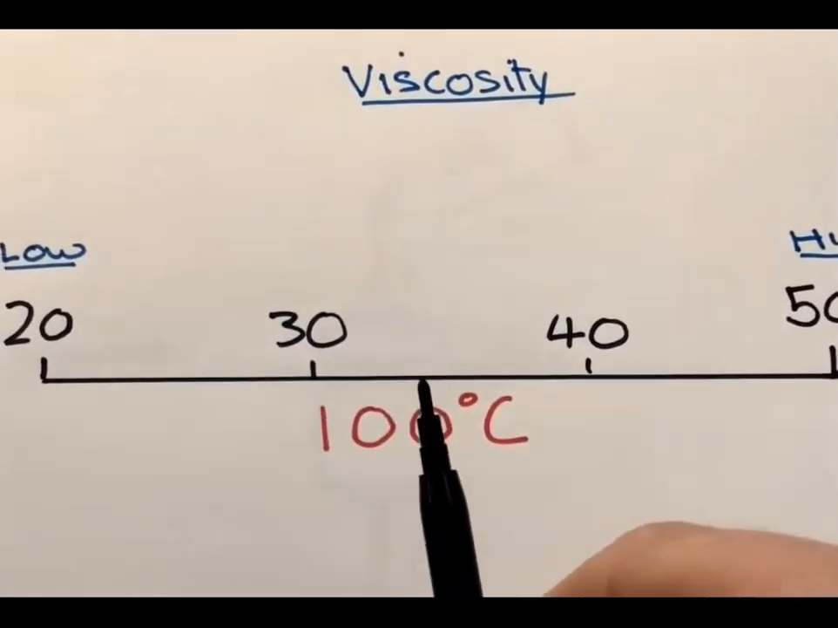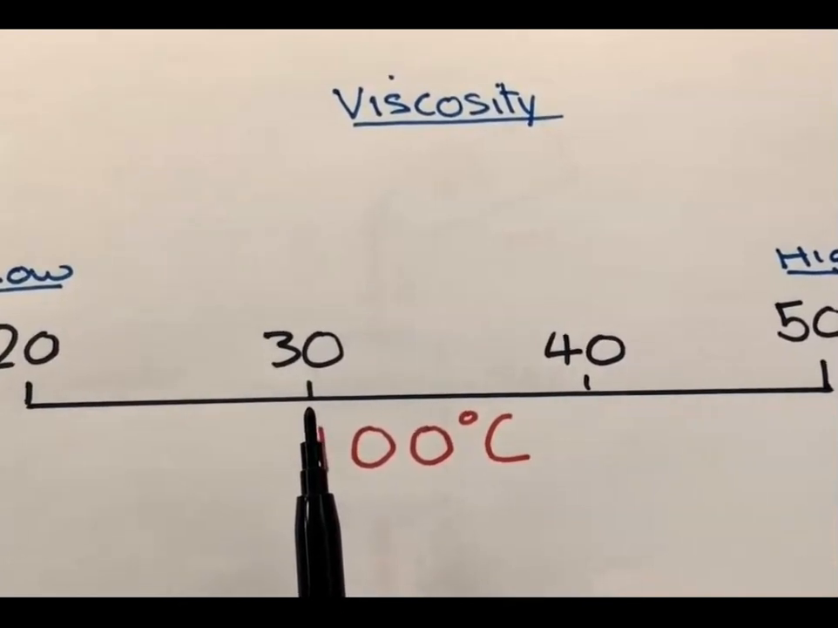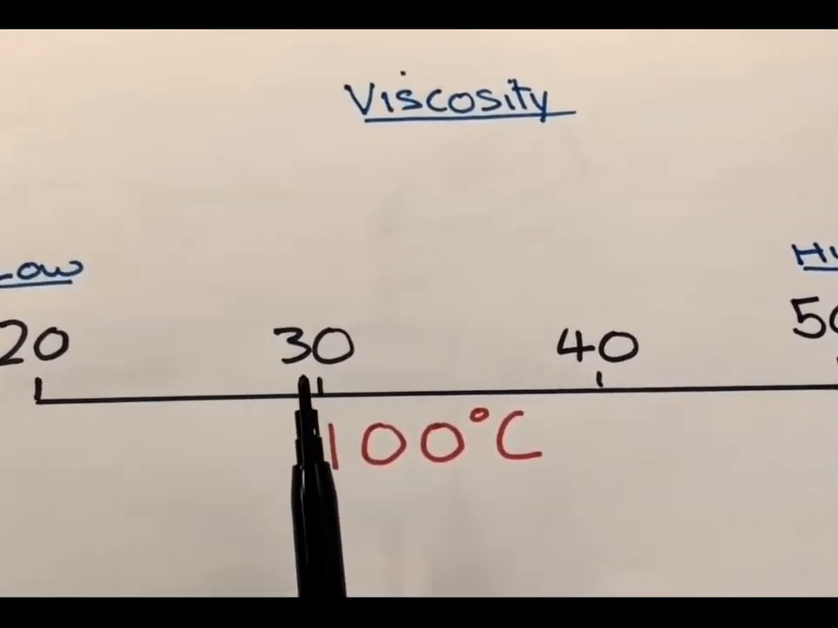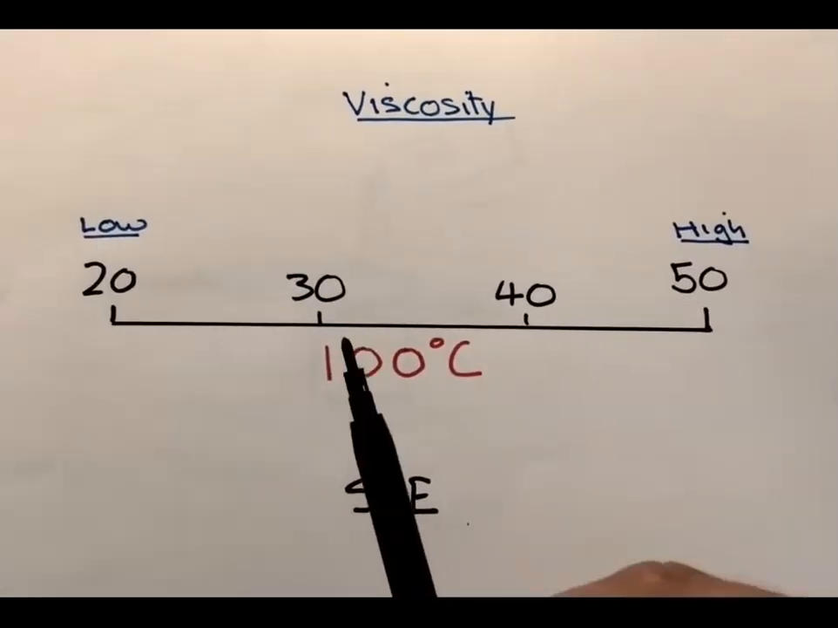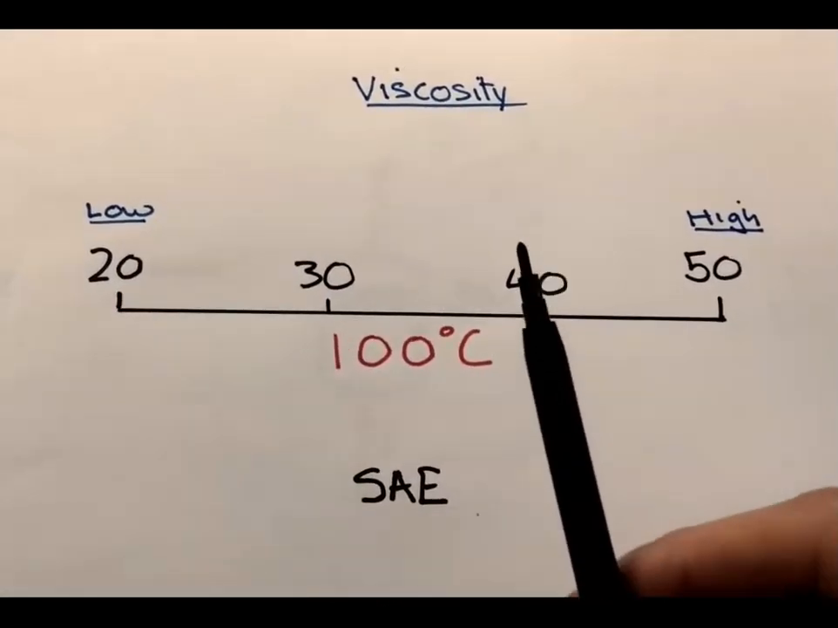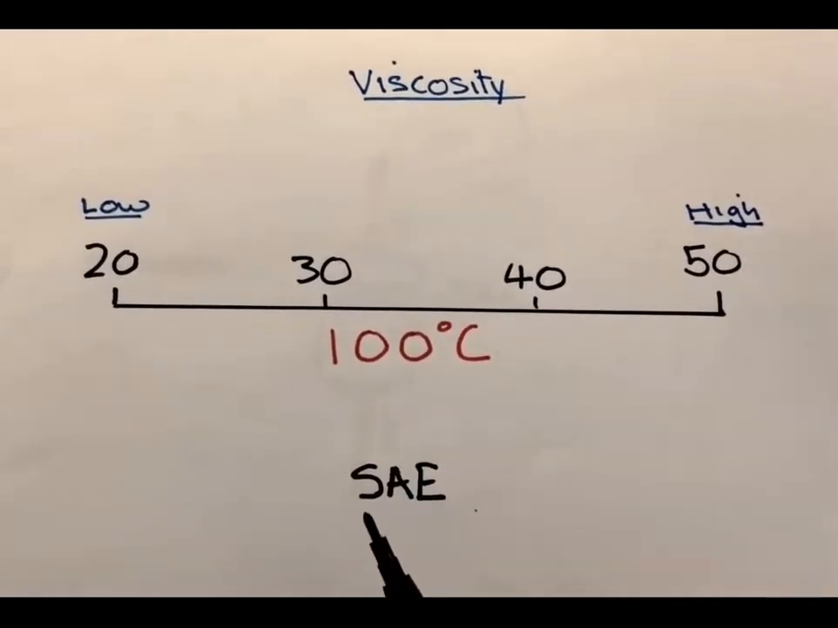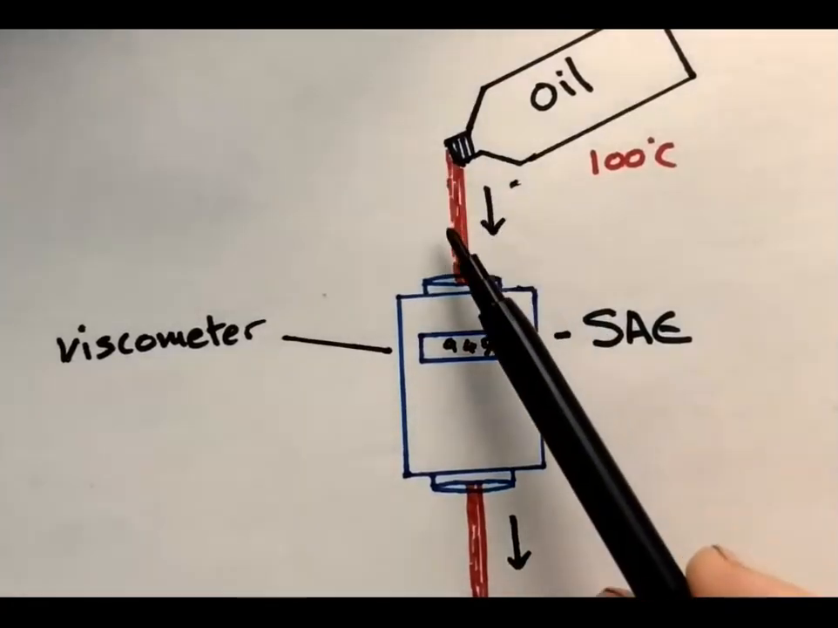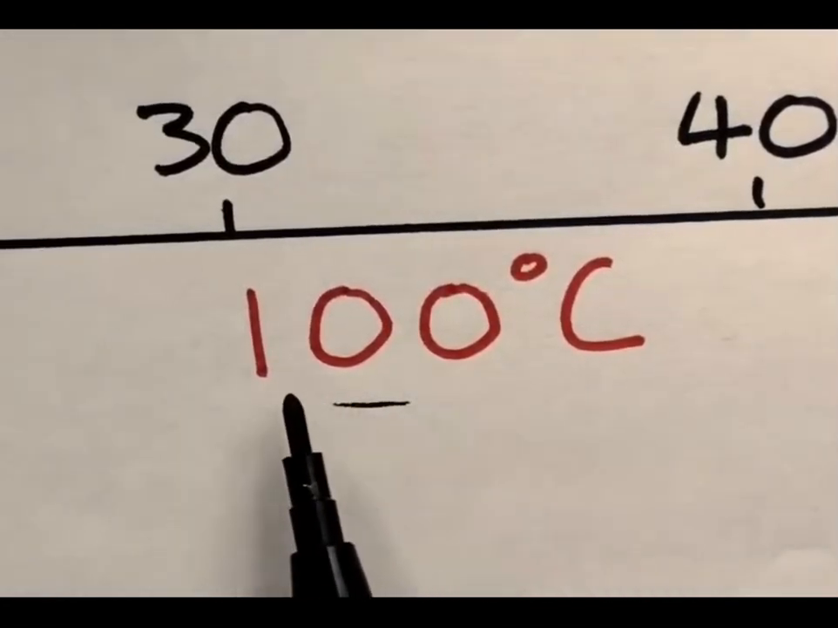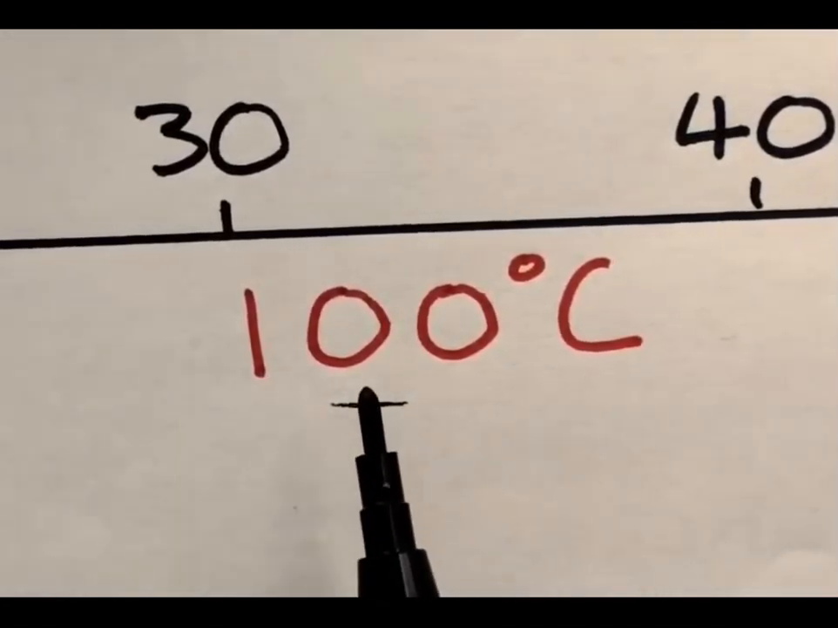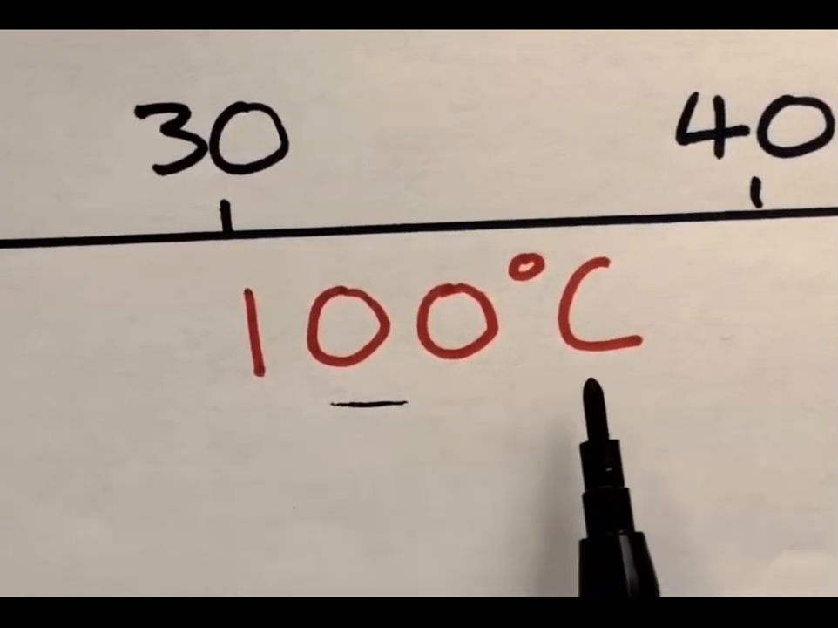And that's where we get these numbers from. So the oil we're talking about has a viscosity of 30, a thickness of 30 at 100 degrees centigrade. So when we're talking about the grade of oils, this is where the last numbers come from. And them numbers are SAE numbers, which have been determined from our viscometer readings. And the reason it's tested at 100 degrees centigrade is because that's considered a working temperature for the average engine.